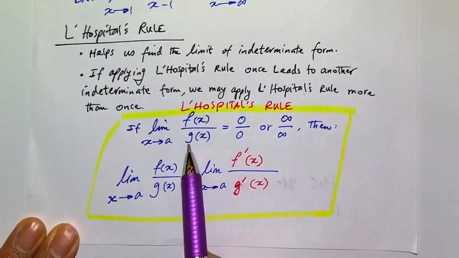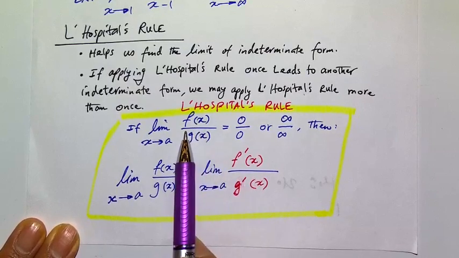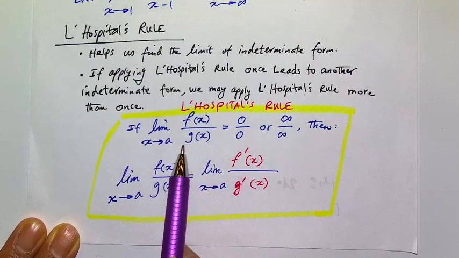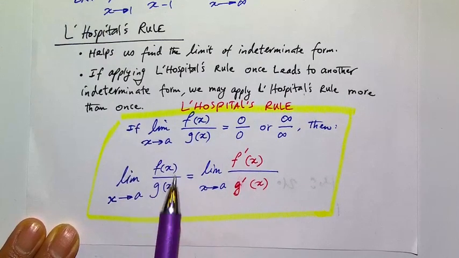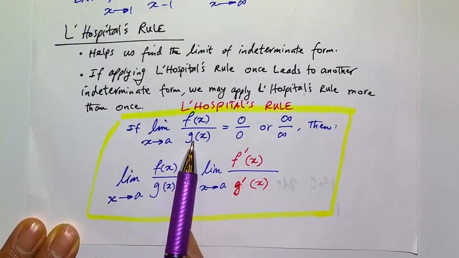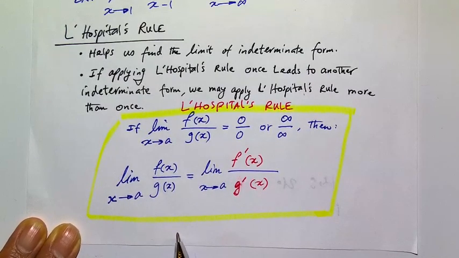So we wouldn't take, you remember when we talked about taking the derivative of a quotient, right? That's not what we're doing here. We're not going to take the derivative of the quotient. Once an original expression is in fraction form, we're going to take the derivative of the numerator separately and take the derivative of the denominator separately, then apply the limit after that.